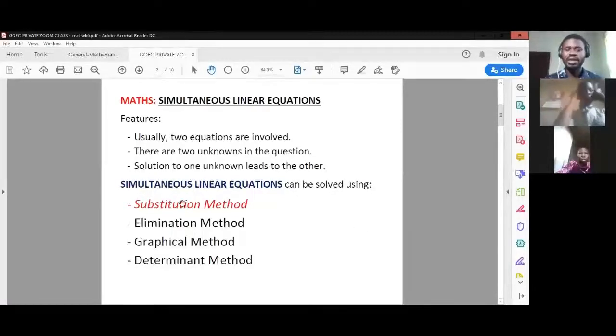So I have highlighted the substitution method, because that is the one that we want to talk about today. So it is the substitution method we want to talk about today. Are we together?